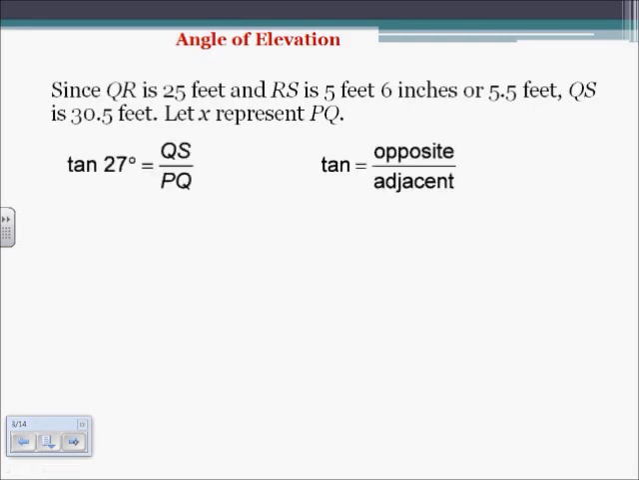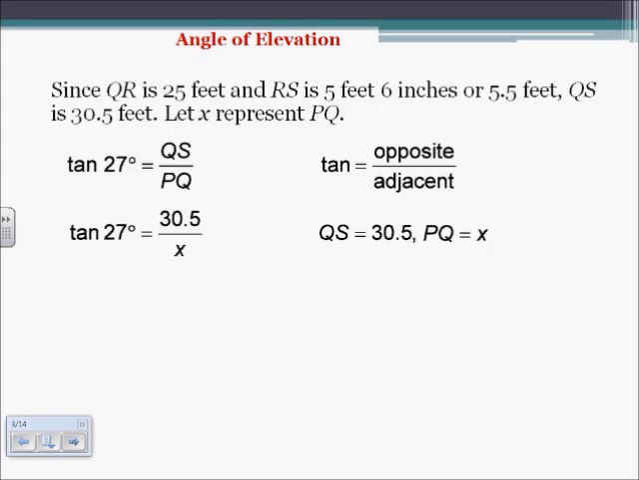So therefore, the tangent of 27, which was the angle of elevation, and angle of elevation is going up, angle of depression is the other one that is going down, was 27 degrees, and we're going to use a tangent, which is opposite over adjacent. Putting the information that we know, we have the tangent of 27 is equal to 30.5 over x.